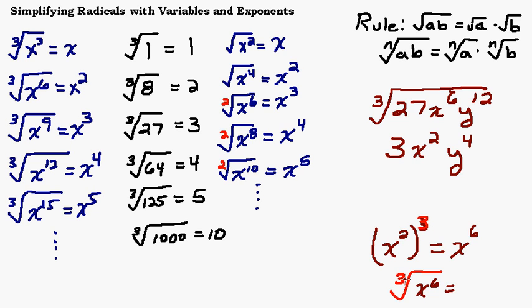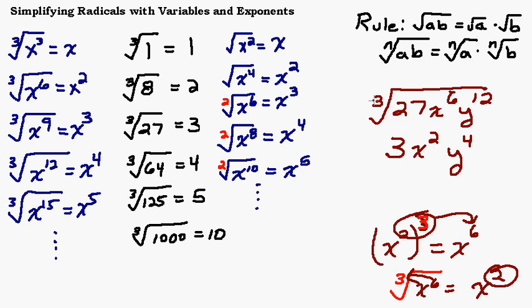If I do the cubed root of x to the 6th, I'm undoing what I just did. I end up with x squared. Because you multiply these to get that exponent, then you're going to divide these to get that exponent. That's why you do the multiplying and the dividing with the exponents. But don't do that with the whole numbers. That's not the situation with the whole numbers.